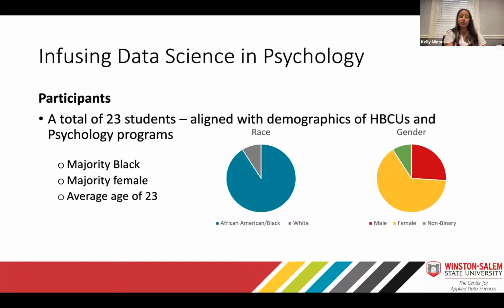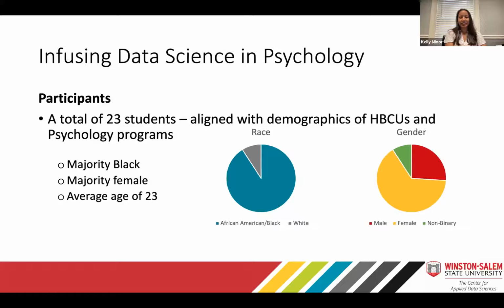So as far as HBCU students, they were mostly Black students. But then as far as psychology students, they were mostly female students. We only had about a quarter of male students. We did have some that identified as non-binary. And I think a quarter male is actually pretty high for psychology. So I was a little excited there that we got some more representation than we normally would have.